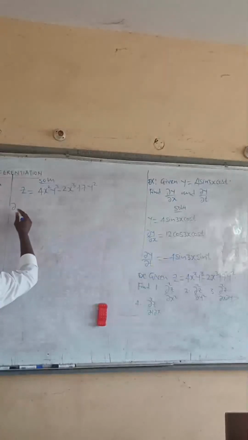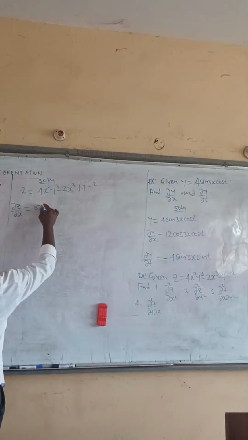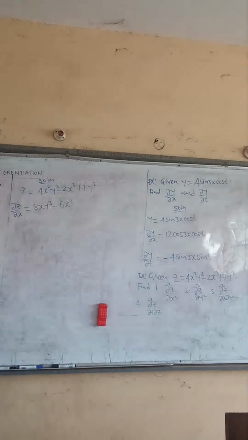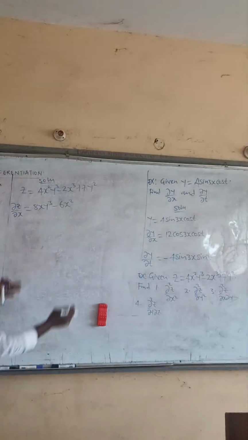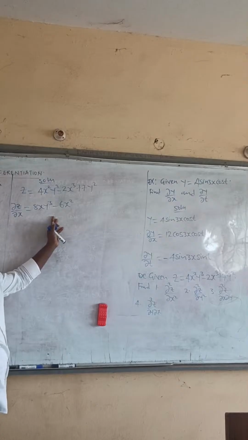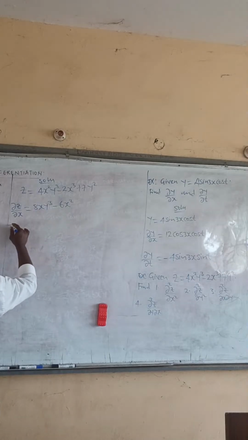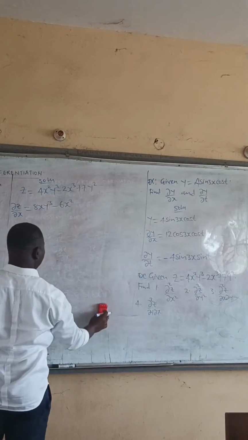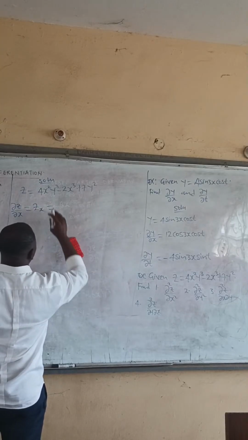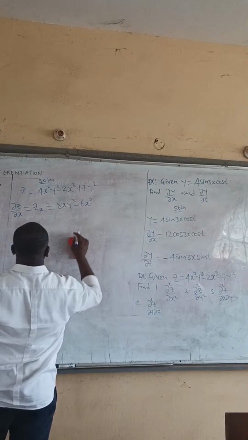So let's differentiate this function partially. Partial z all over partial x gives us 8x y cubed, then minus 6x squared. This is a constant, so it is 0, right? Then we have to differentiate this function. That is where your question comes in. This is the same thing as z subscript x, equal to 8x y cubed minus 6x squared.